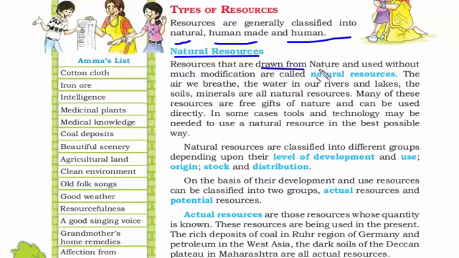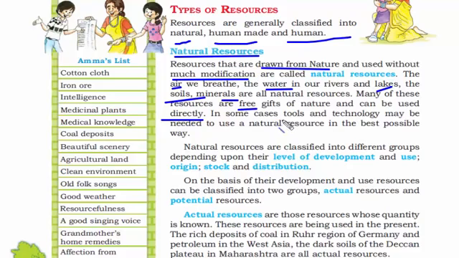So by the name you can figure out that it is drawn from nature, and we use it with a little bit of modification. As we have read earlier, it is of no use if you don't know how to apply the knowledge. With modification, we can use the resources that are provided by nature. So some of the natural resources are air, water, lakes, soil, minerals. They are all natural resources. So if you see, they are all for free. You don't need to pay anything for it.